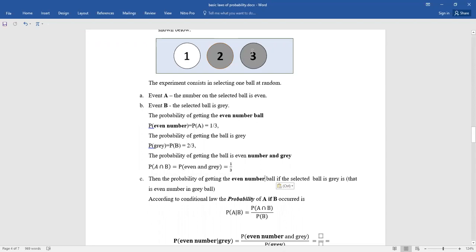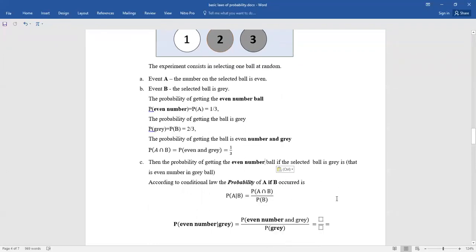But how can we do it using the conditional law? According to the conditional law, we know that probability of A given B is probability of A and B divided by probability of B. Now the probability of getting an even ball given that the selected ball is gray: the probability of an even number ball given the gray ball. So how can you write it? Even ball and gray, A and B, divided by gray.